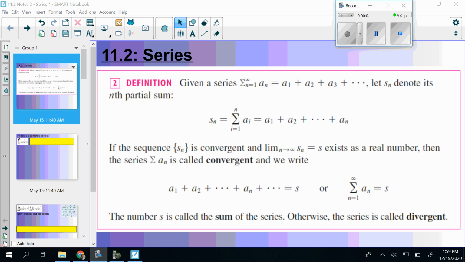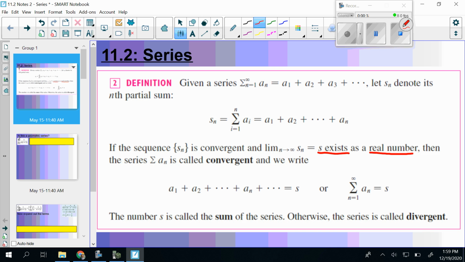All right, we're going to look at series again. So if you have a series where a bunch of terms are being added up in that sequence, you're going to get a sum. And if that sum exists as a real number, then we say it's convergent. If that sum that you get is anything else, then we know it's going to be divergent. So if it adds up to some real number sum, then you get a convergent series.